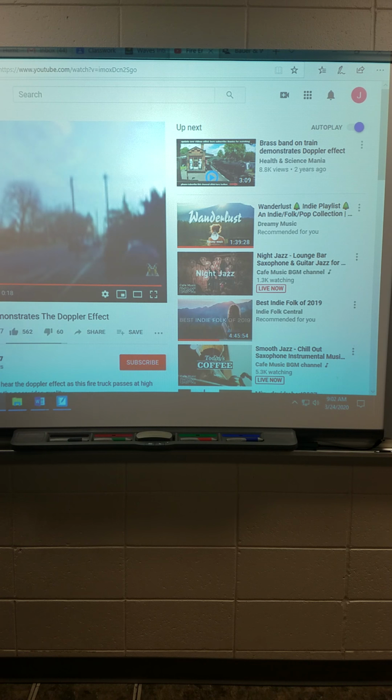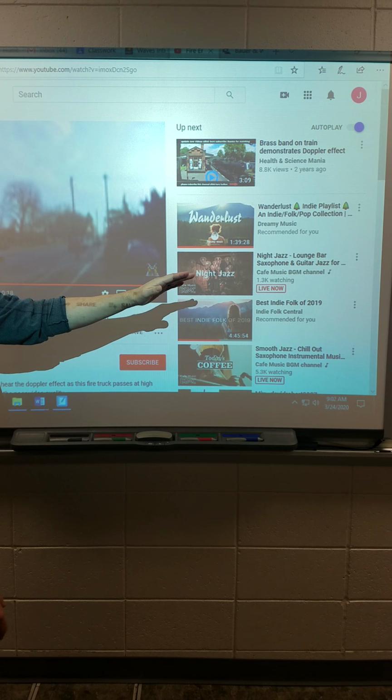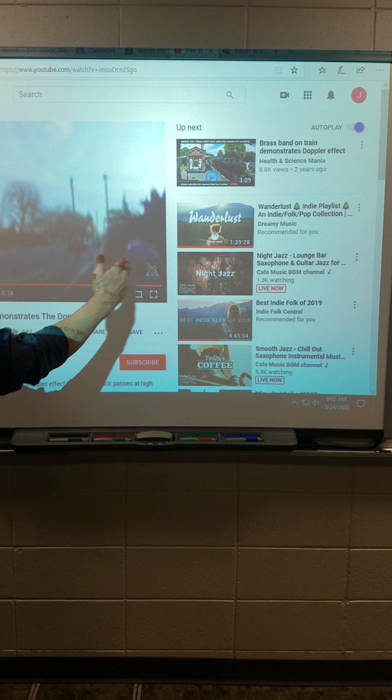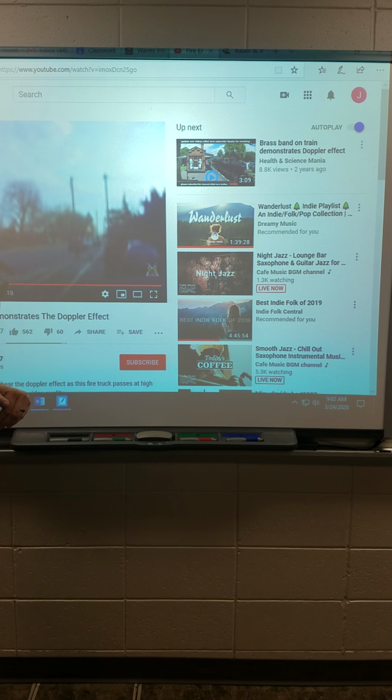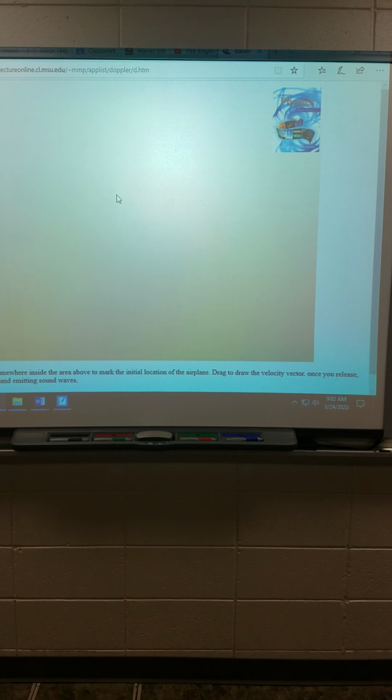Now, as it's approaching you, the frequency doesn't change, and then once it passes you, the frequency doesn't change. It's only during that shift as it's coming towards you and receding into the background that we hear that Doppler shift. So this is something called the Doppler effect. And the reason why the Doppler effect occurs is because of this idea.